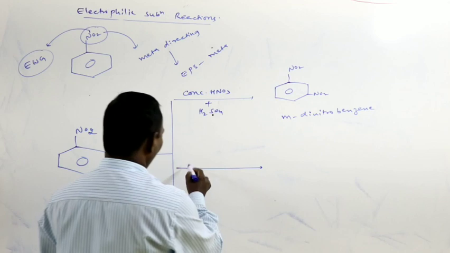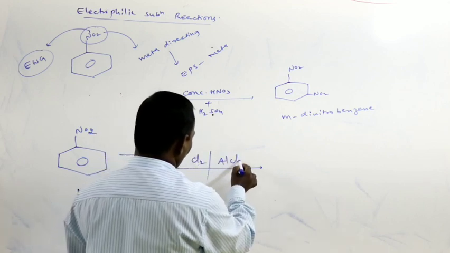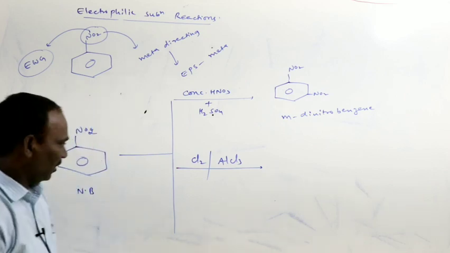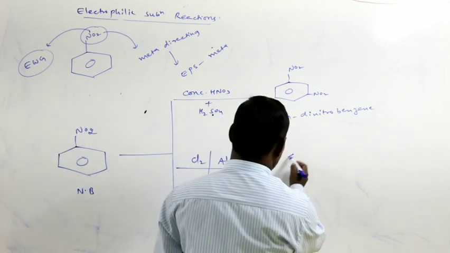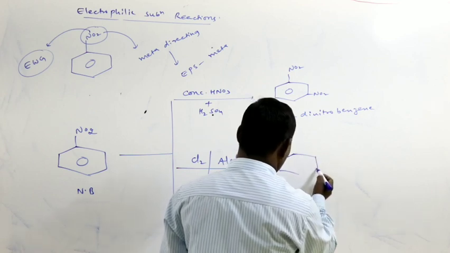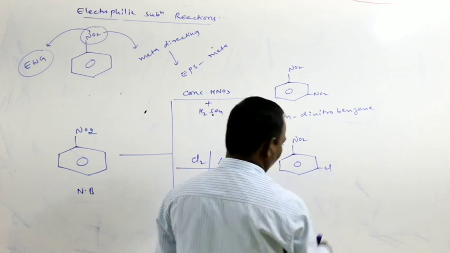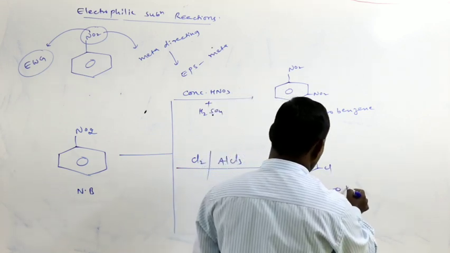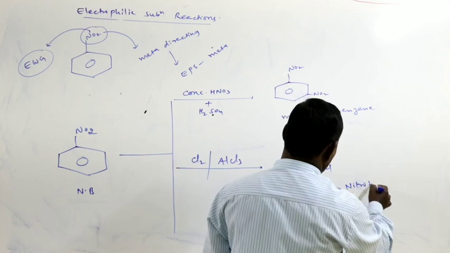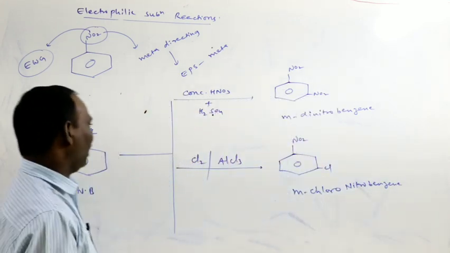Similarly here, chlorination: Cl2 in the presence of AlCl3. Now this chlorine electrophile attacks at the meta position, so therefore metachloronitrobenzene formation. NO2 and Cl. This is called metachloronitrobenzene.